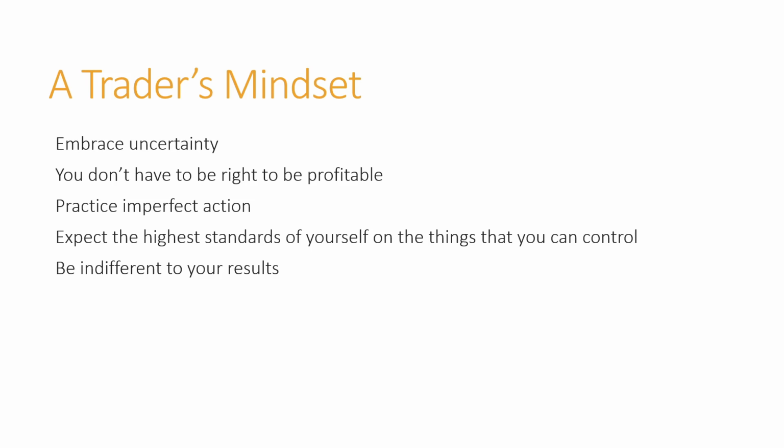And so the second point follows that you don't have to be right to be profitable. It's really common as humans to just always want to be right all the time. And the reality in trading is that that's just not going to happen. There's many traders who have trading systems that are below 50% profitable trades and still have very profitable systems.